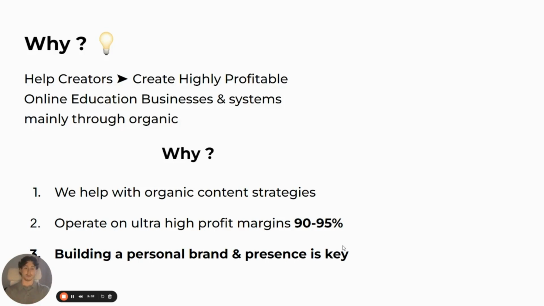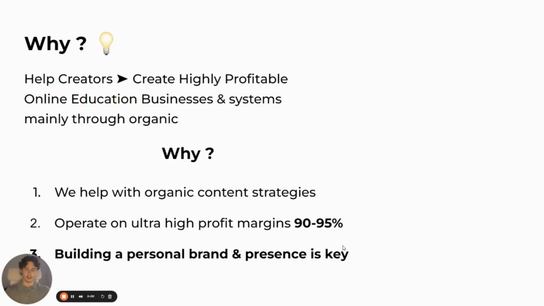Obviously, we help people with their organic content strategies, which is essentially how you actually get people organically to the offer that you're selling. Doing this is also really great because you can operate on ultra high profit margins. When you're getting your traffic all organically, there isn't much cost to actually running this. So you'll dabble into the 90 to 95% profit margins, which is really unheard of in any kind of business. So it's super important to leverage that organic to actually reach those high profit margins, right?